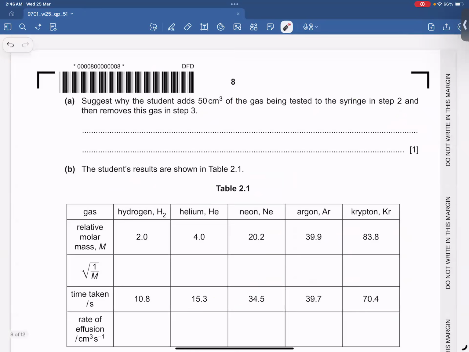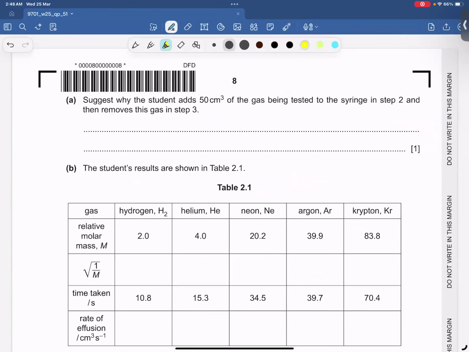Next page. Oh my goodness. Suggest why the student adds 50 cm cube of gas being tested to the syringe in step 2 and then removes this gas, to avoid any other gas remaining in the syringe. Could be air, could be any other gas.